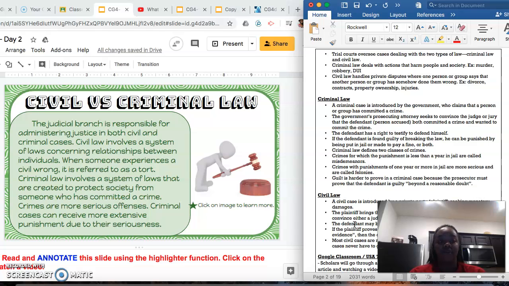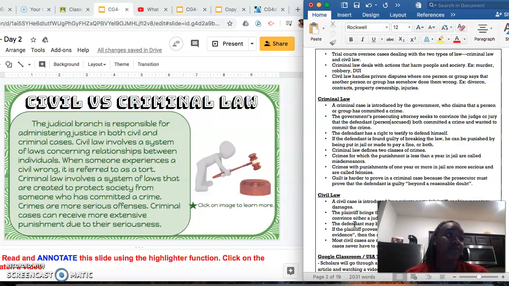Criminal law deals with actions that harm people and society. So, for an example, murder, robbery, rape, a DUI, which means driving under the influence, these are actions that harm people in our society. Civil law, on the other hand, handles private disputes where one person or a group says that another person or a group has somehow done them wrong.